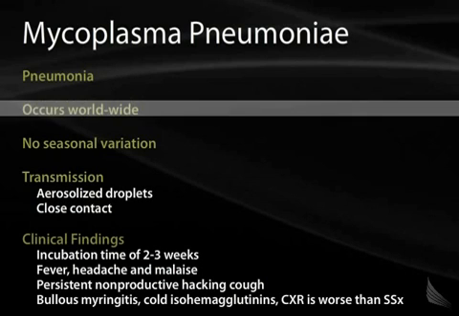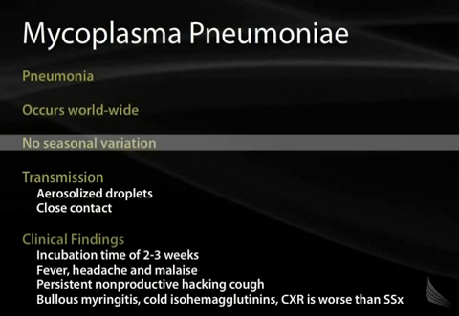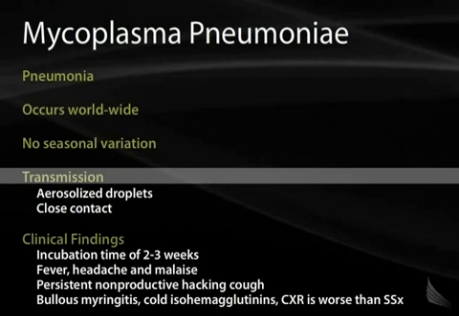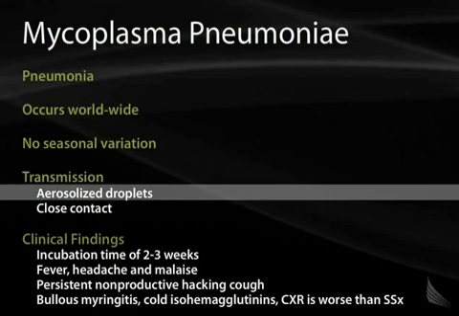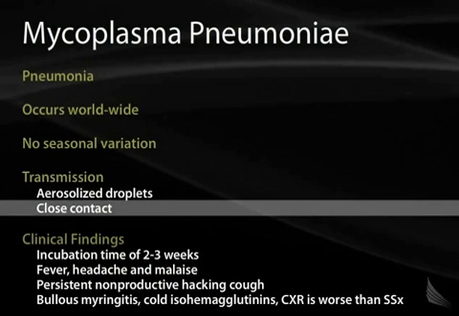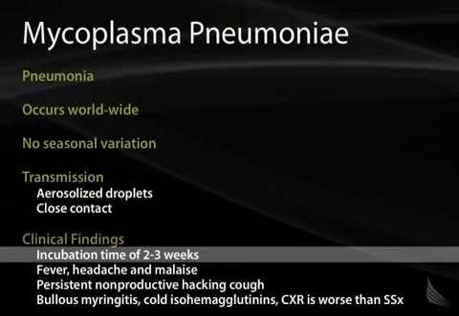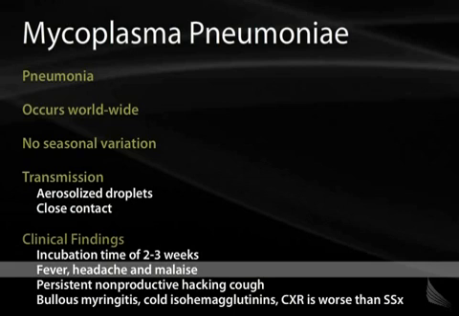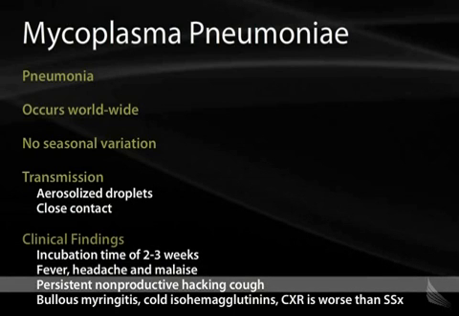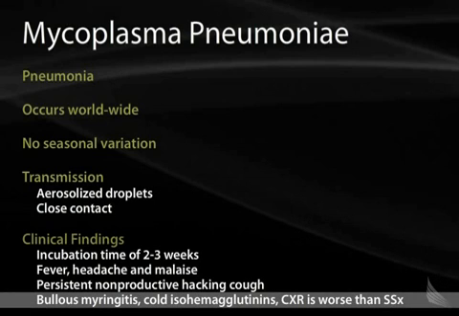Mycoplasma pneumonia causes pneumonia worldwide, and it has no seasonal variation like other pneumonias do. The transmission for most respiratory illnesses is through aerosolized droplets and close contact. Clinical findings include a long incubation period of 2 to 3 weeks. These people have non-pulmonary symptoms predominate, such as fever, headache, malaise, but they also have a persistent non-productive hacking cough. You can get bullous laryngitis, cold isohemagglutinins, and the chest x-ray is often worse than the signs and symptoms.